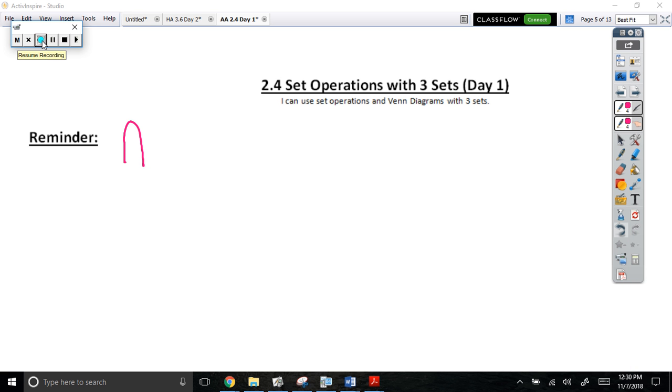What does this symbol mean again? Intersection, which is in common. I missed 2. You're all correct.